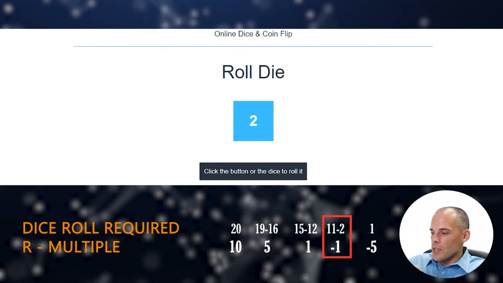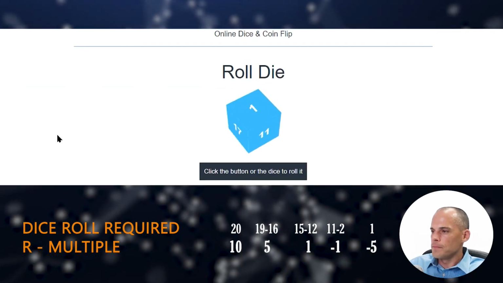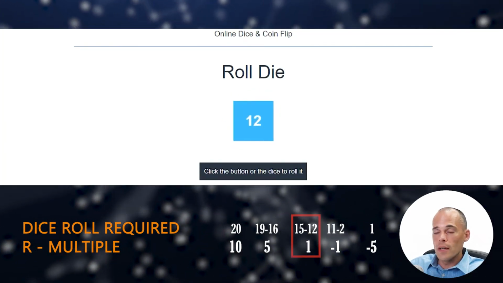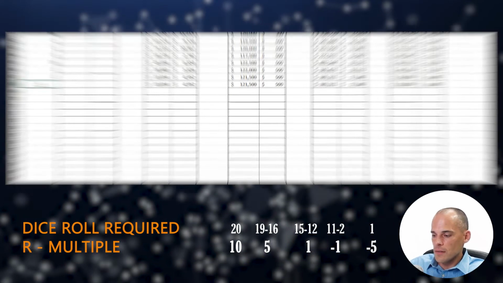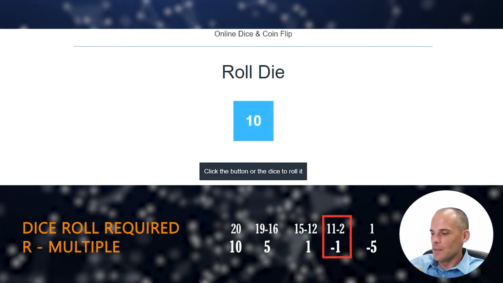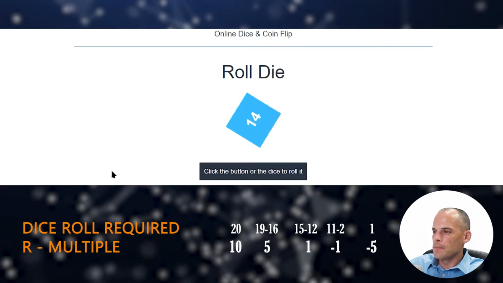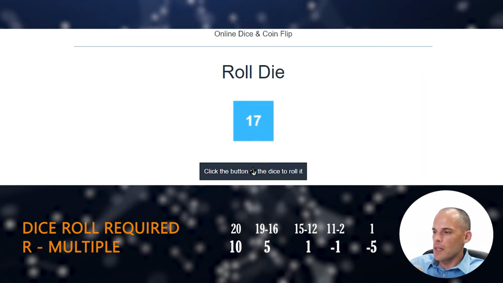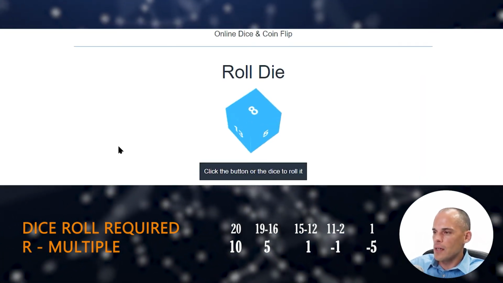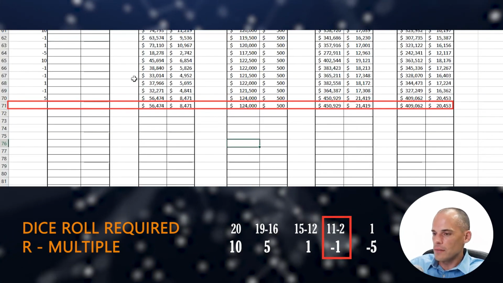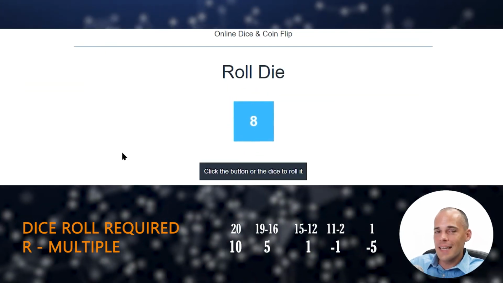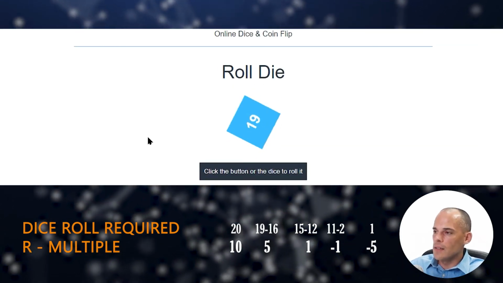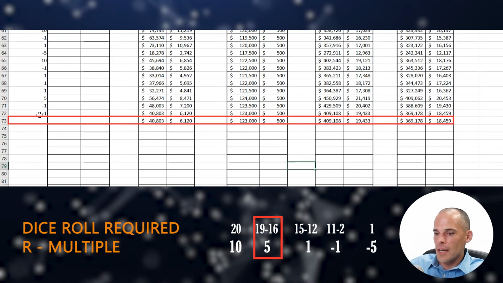A 2, which is a -1. 11. 12, which is a +1. 10, which is a -1. 17, which is a +5. Everybody have your risk in. Decide how much you're going to risk. And 5, which is a -1. That is 8. Next is an 18, which is a +5.